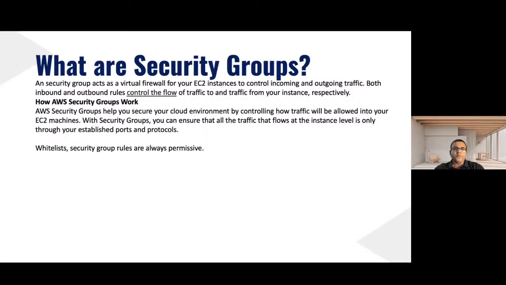So what are security groups, right? One level of security in a cloud environment is the security group. A security group acts as a virtual firewall for an EC2 instance to control incoming and outgoing traffic. Both inbound and outbound rules control the flow of traffic to and from your instance, respectively. Right. So usually in AWS, a security group helps you secure your cloud environment by controlling how traffic will be allowed into your EC2 machine.